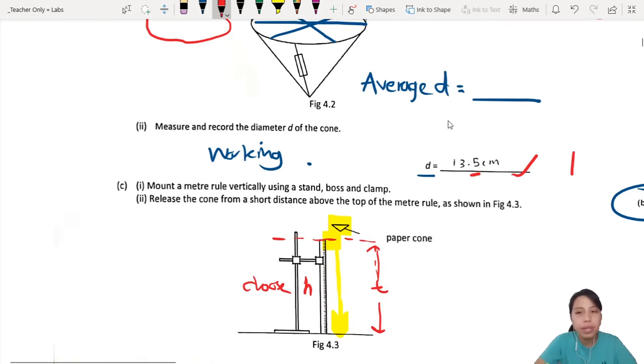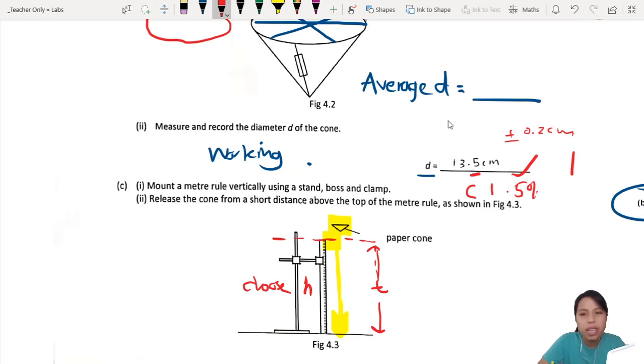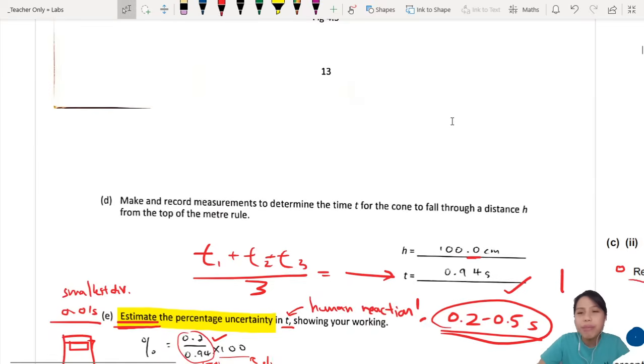Let me show you, for example. So maybe D, you use a ruler, okay, plus or minus 0.2 cm. What's the percentage? 0.2 divided by 13.5 times 100. So this is an uncertainty percentage of 1.5%. So small. 1.5 only.